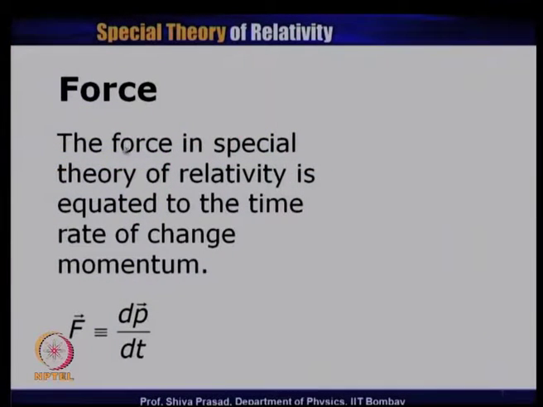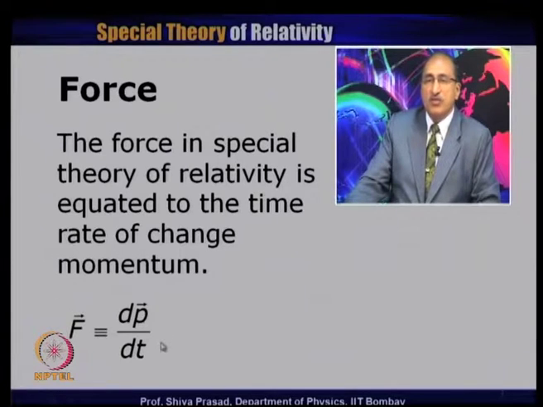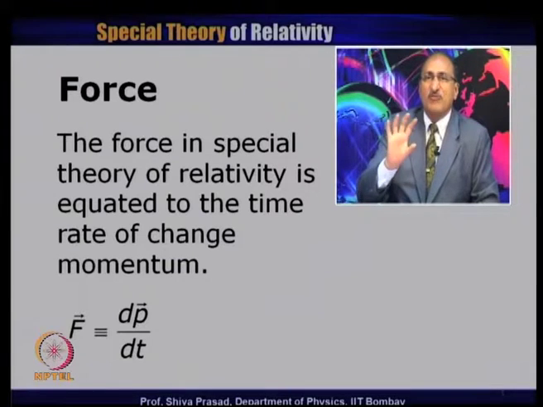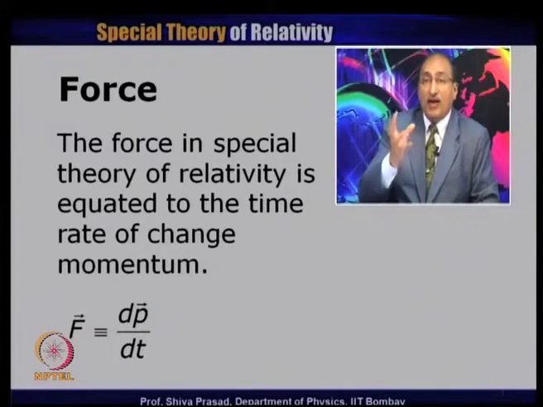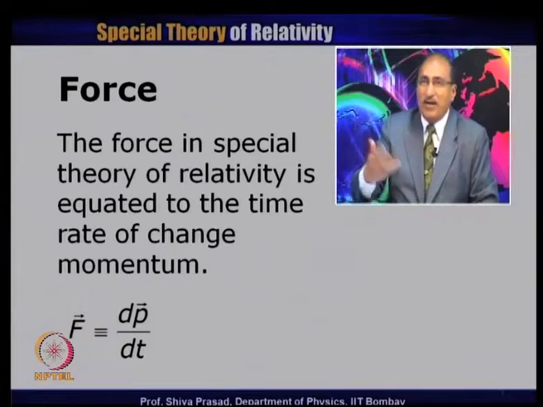So, this is what we said. The force in the special theory of relativity is equated to the time rate of change of momentum. So, the definition that we have taken in relativity for the force is dp/dt, where p is the momentum of the particle. Let us see what it means. Let us take this definition forward and try to get a little more insight into how our concepts will change with this particular definition of force, and also the way relativity defines momentum and other quantities.